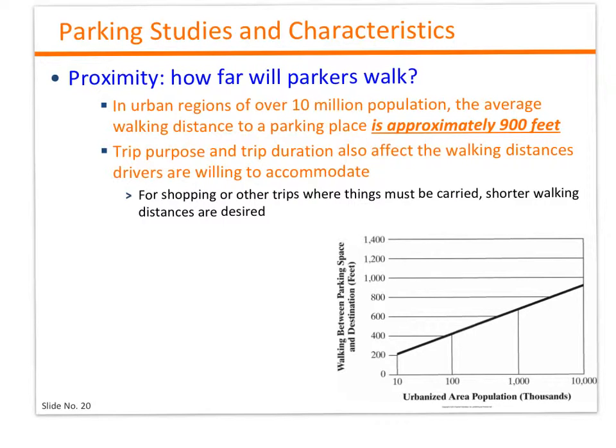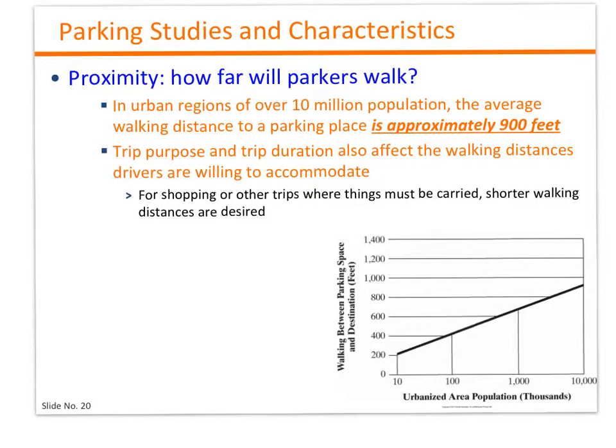So it's not just about a certain number, like here we're saying 900 feet and you stop right there. As a traffic engineer, you also need to be aware of the trip purpose. If you are designing a parking facility for a Walmart, for example, you need to be super close. If it's a movie theater, people are willing to walk a little bit longer compared to a shopping facility. So it always depends on the trip purpose and the trip duration as well.